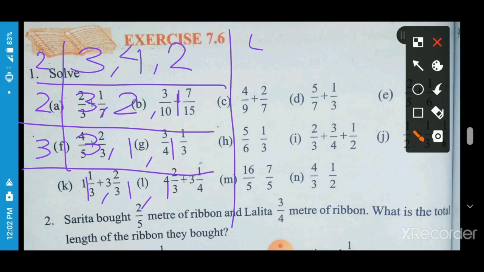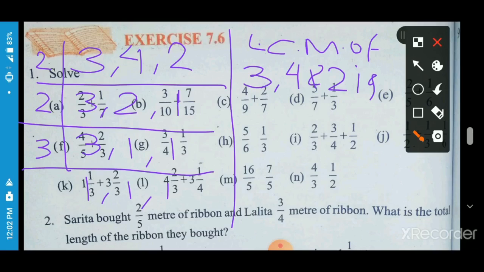So the LCM of 3, 4 and 2 is 2 multiplied by 2 multiplied by 3. That is 3 2s are 6, 2 6s are 12. So 12 is the LCM of 3, 4 and 2.